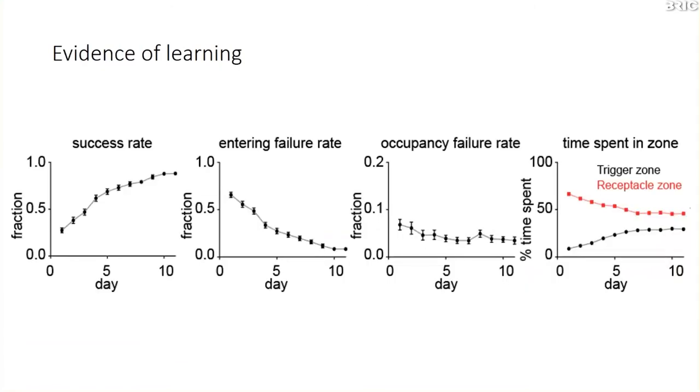So can animals learn this task? Here I am showing the evidence of learning. The animals gradually increase the success rate close to 90% across 11 days on average. And this increase in success rate comes from the large reduction in receptacle zone entering failure rate, as well as a small reduction in occupancy failure rate. Furthermore, animals begin to stay in the trigger zone longer on average while reducing their time sitting near the receptacle.